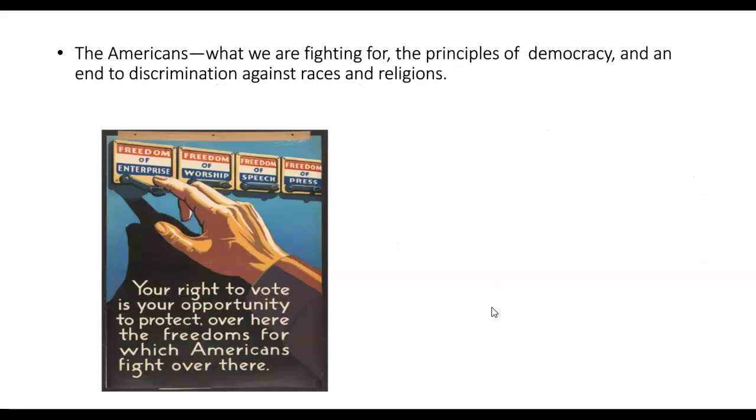The last theme is the Americans, what we're fighting for. What are the reasons why we're involved in this war? Remember, it took a long time for Americans to decide that they wanted to go to war. So this is a set of posters that try to give everyone the reasons why we're doing what we're doing.